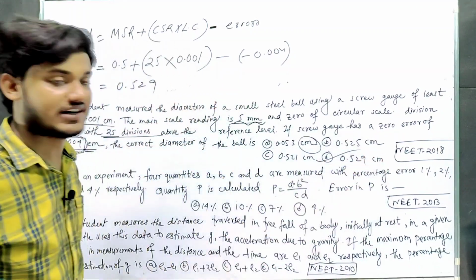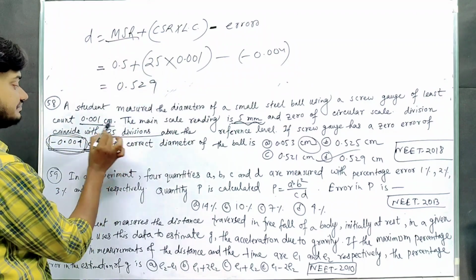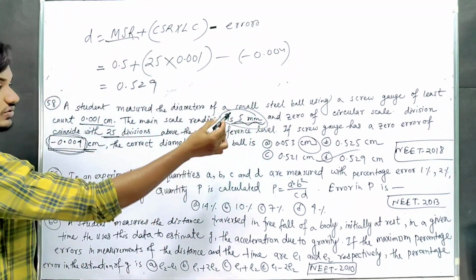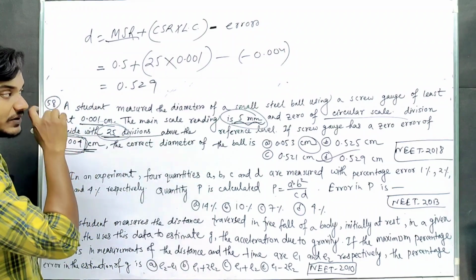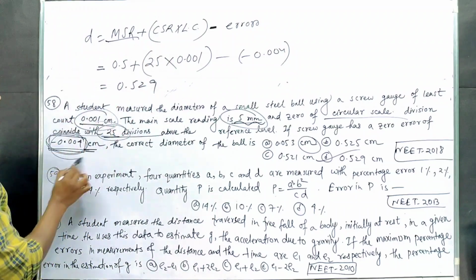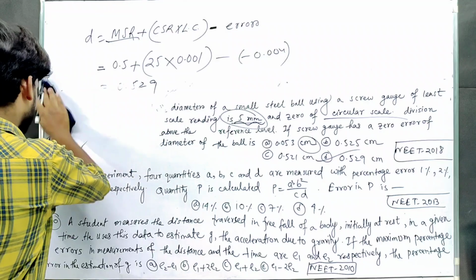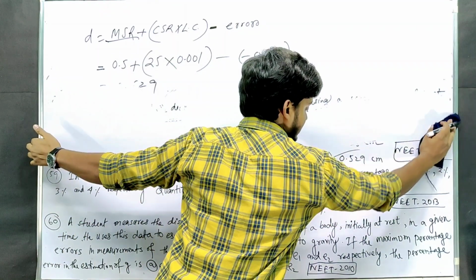0.529, option D is the right answer. Okay, main scale reading, circular scale reading, circular scale divisions, circular scale reading. Okay, least count, error.